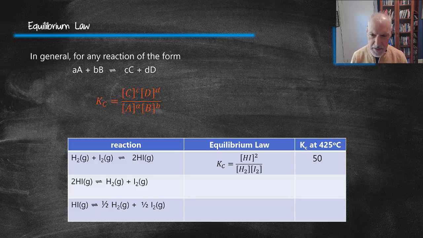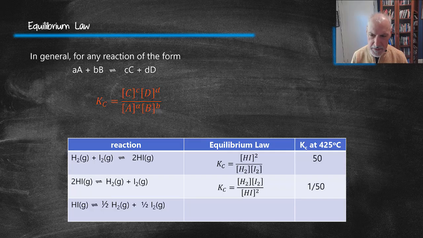In the second line, how have I changed the reaction? Well, it's the reverse reaction. So the equilibrium law expression would flip the top and the bottom. We would say they are reciprocals of each other. And in a similar fashion, the equilibrium constant would now be 1 over 50.